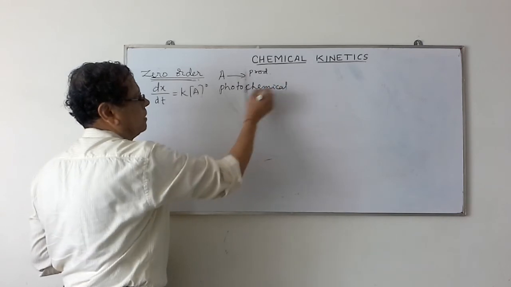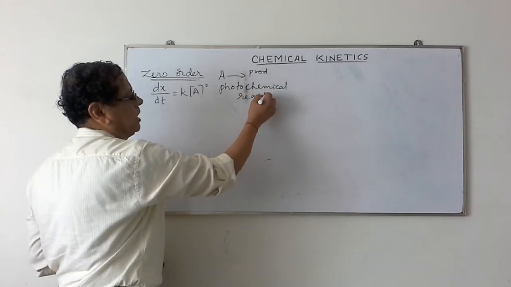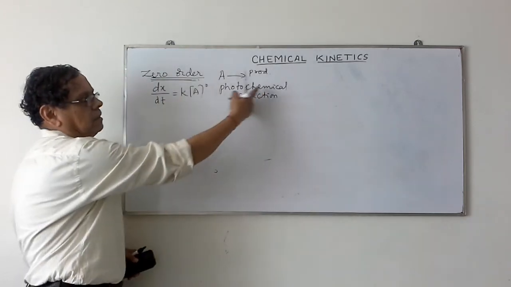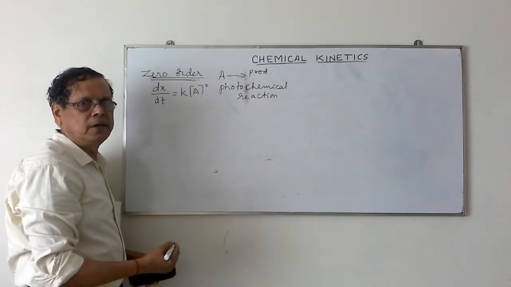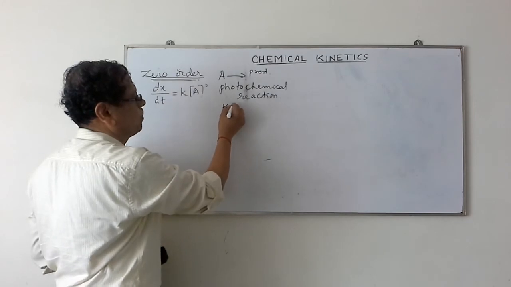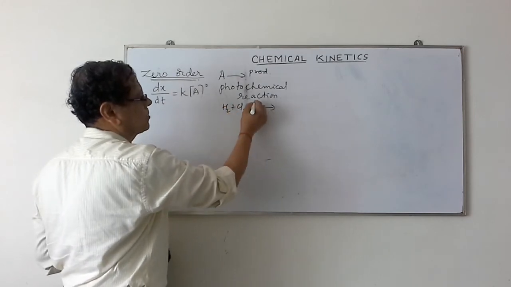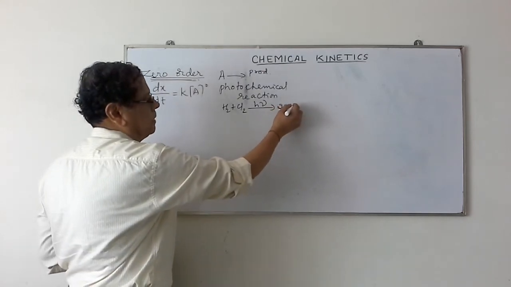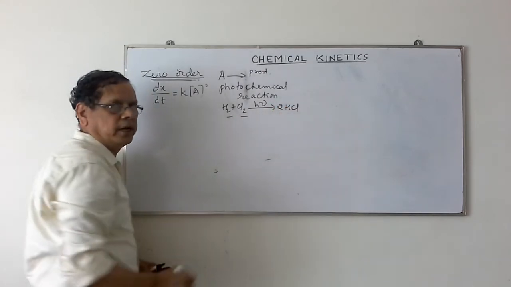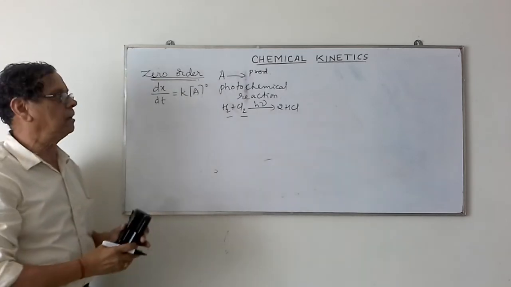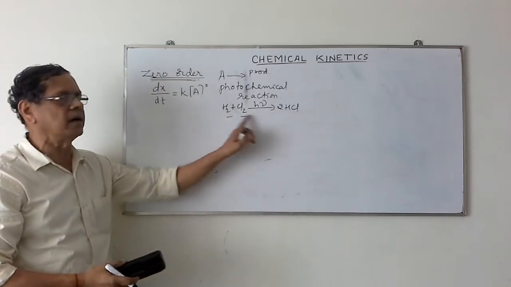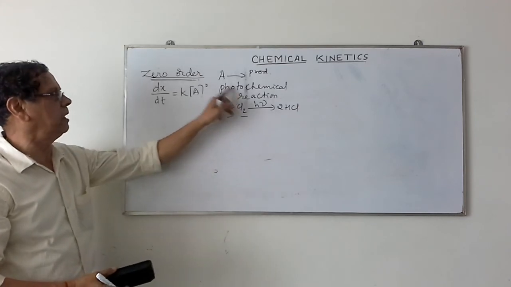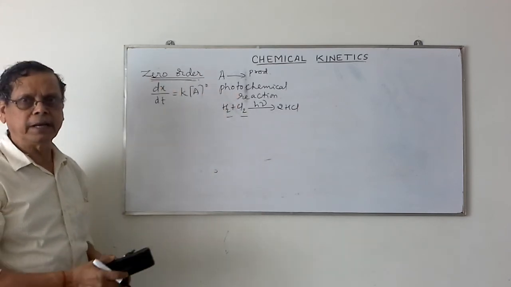Photochemical reactions. Any reaction that is taking place in presence of sunlight follows the zero order mechanism. For example, when you take H2 plus Cl2 in presence of sunlight to give rise to HCl, even though hydrogen and chlorine are available, the velocity does not depend on the concentration of H2 and Cl2. So it is a photochemical reaction following the zero order mechanism.